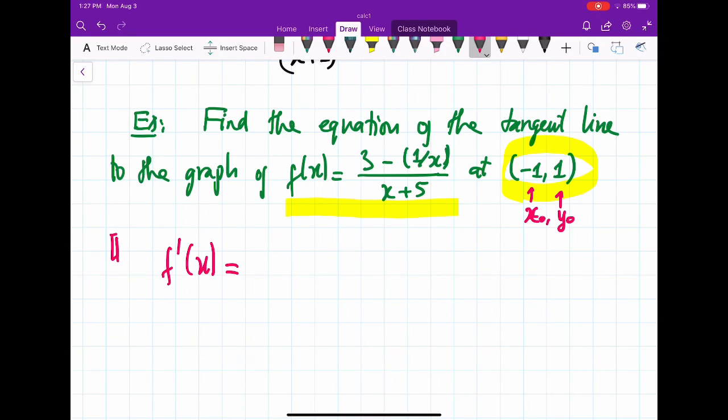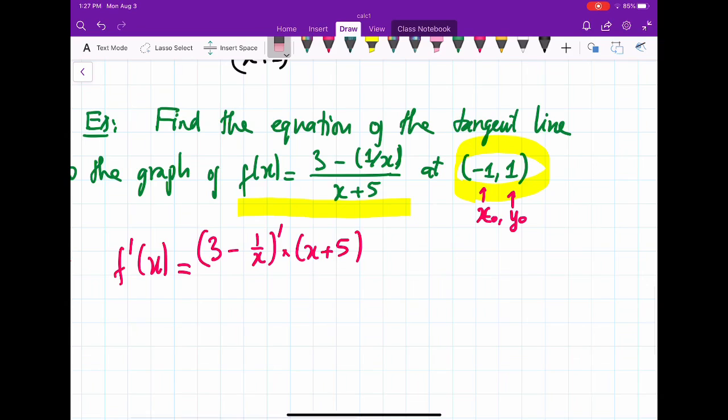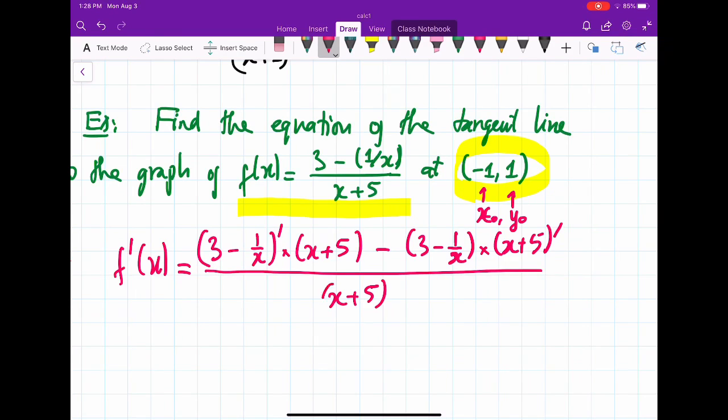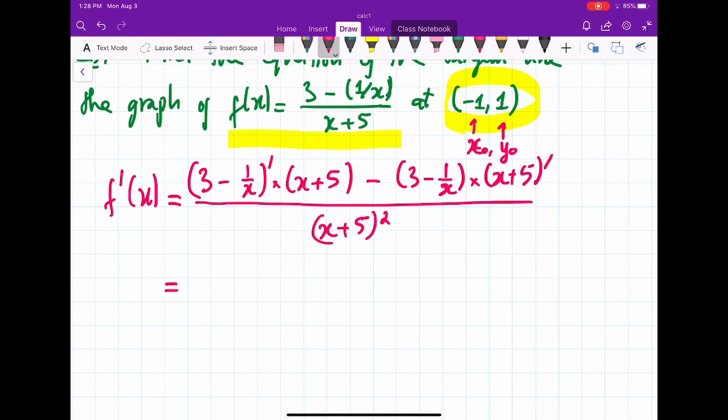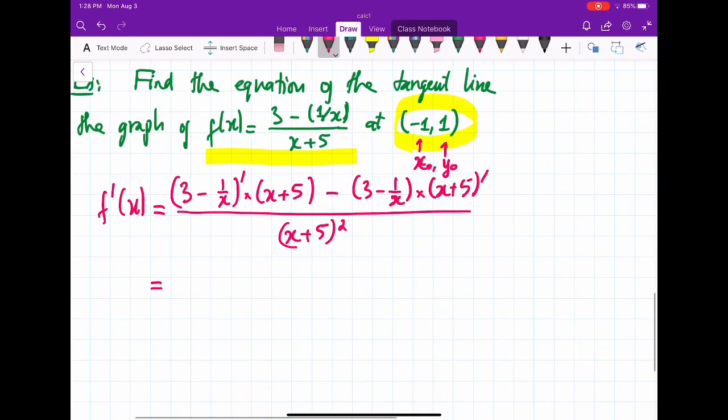In this case, we need to use the quotient rule, right? So by the quotient rule I have the derivative of (3 minus 1 over x) times (x plus 5), that is f derivative times g, or p prime q, minus (3 minus 1 over x) times the derivative of (x plus 5), divided by (x plus 5) squared. You see? So the derivative of 3 is 0 and the derivative of 1 over x is, let me remind you, right? The derivative of 1 over x is -1 over x squared.